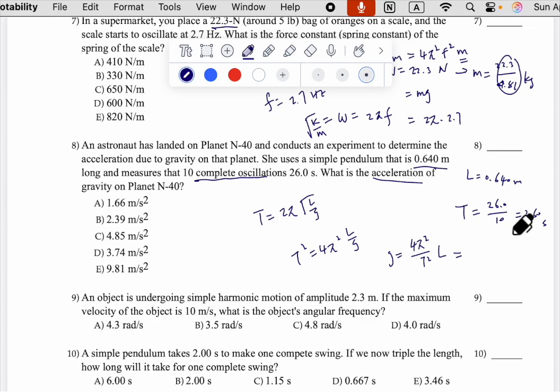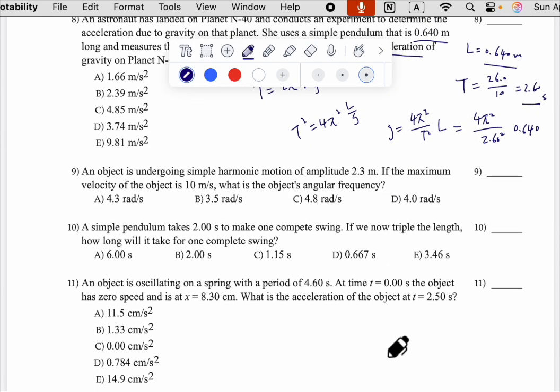Okay. So this is L, and this is your T. Just directly plug in T, so this is 2.60 squared. L is 0.640. All right, calculate that.